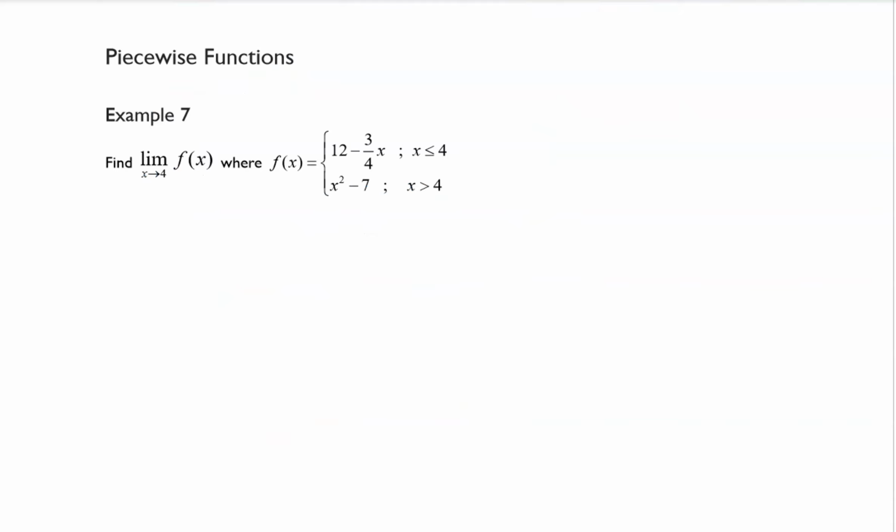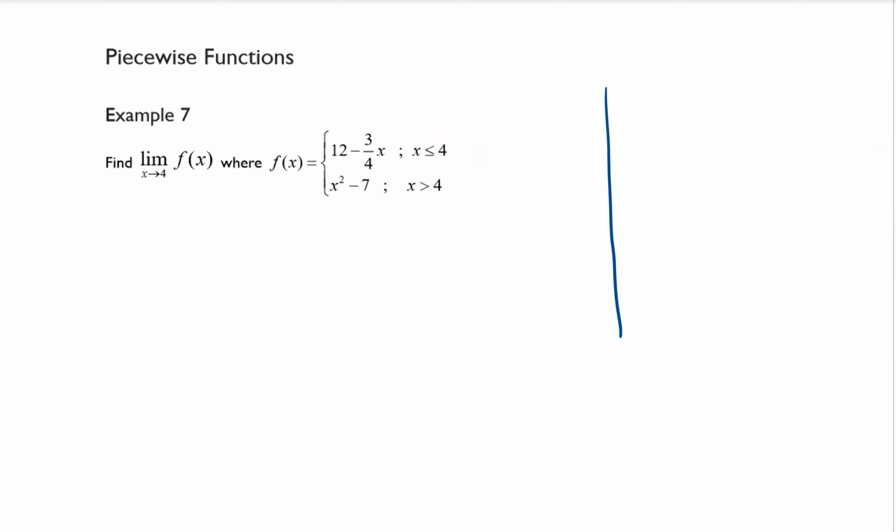Example 7 wants us to find the limit as x approaches 4 of our function f of x, where f of x is defined by this piecewise function. The piecewise function is 12 minus 3/4 x whenever x is less than or equal to 4, and x squared minus 7 whenever x is greater than 4. So basically, we're concerned what happens right at x equals 4 because that's where we're calculating our limit.